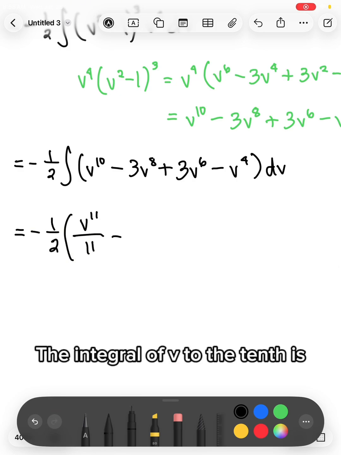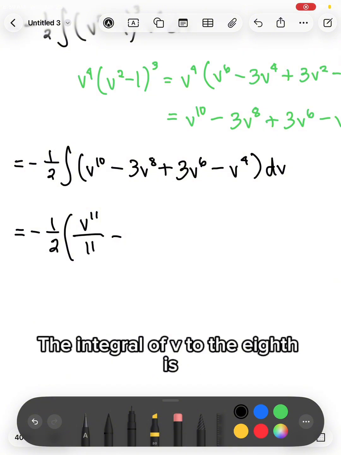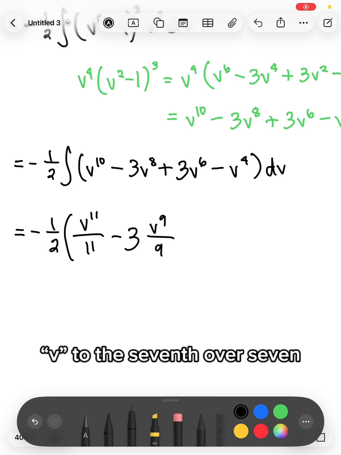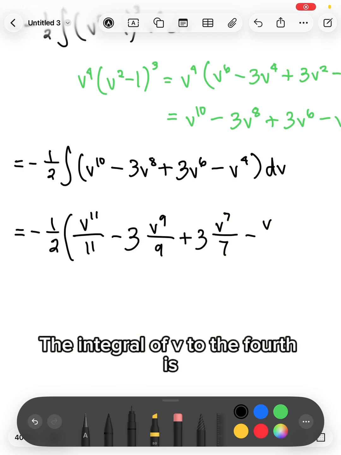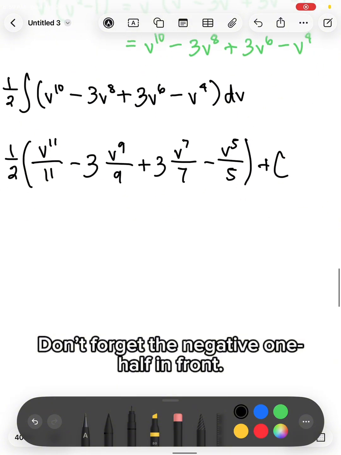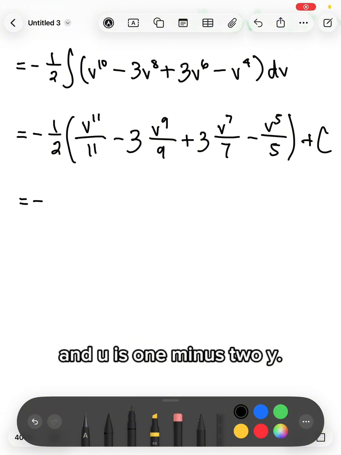The integral of v to the 10th is v to the 11th over 11. The integral of v to the 8th is v to the 9th over 9. The integral of v to the 6th is v to the 7th over 7. The integral of v to the 4th is v to the 5th over 5. Don't forget the negative 1/2 in front. Now substitute back. v is secant u, and u is 1 minus 2y.